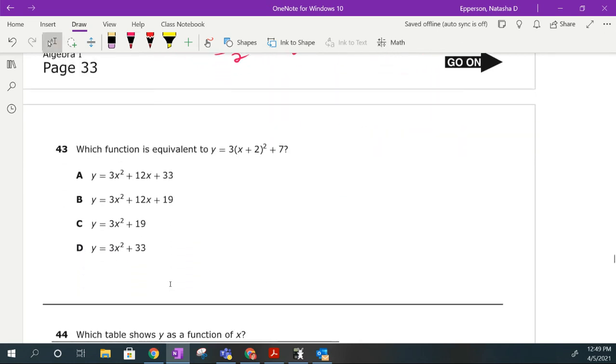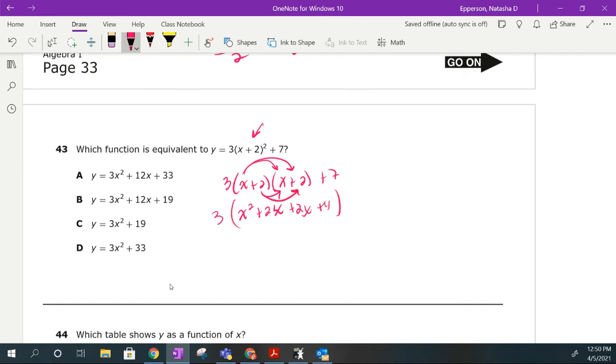Question number 43. Which of these is equivalent to this? Now, all of our answer choices are in standard form. So that means here, I need to go ahead and distribute and or simplify. Notice that inside the parentheses is a perfect square. So I need to say 3 times x plus 2 times x plus 2, plus 7. So I'm going to do x times x, which gives me x squared, x times 2, which gives me plus 2x. This is going to be plus 2x again, plus 4. Don't forget my times 3, plus 7.